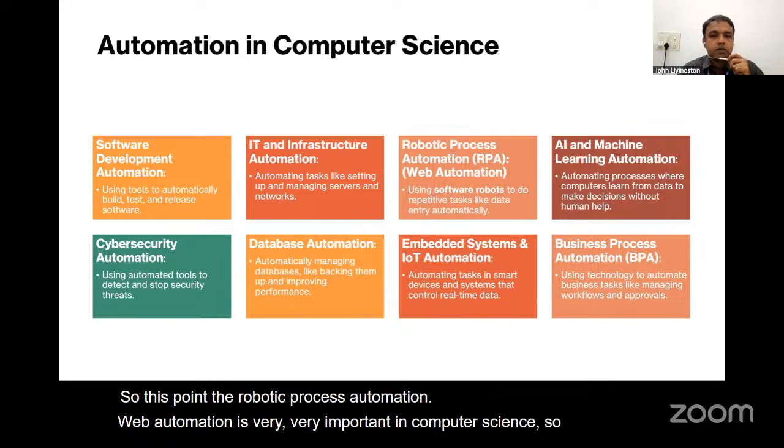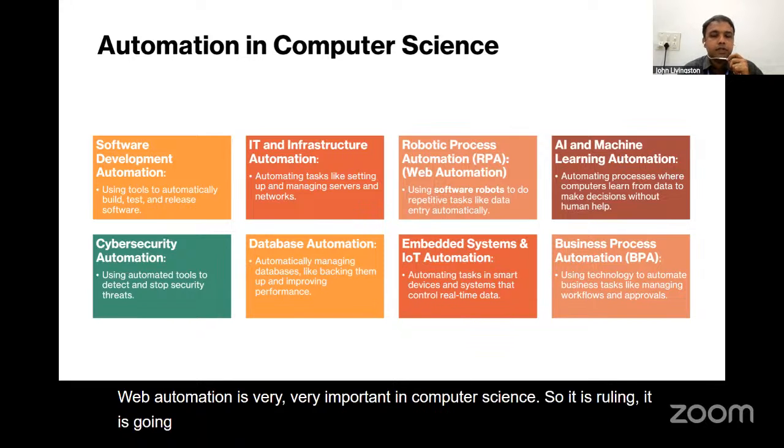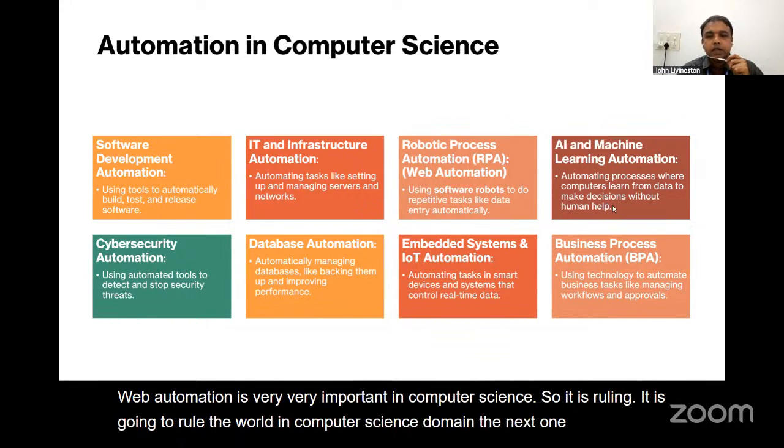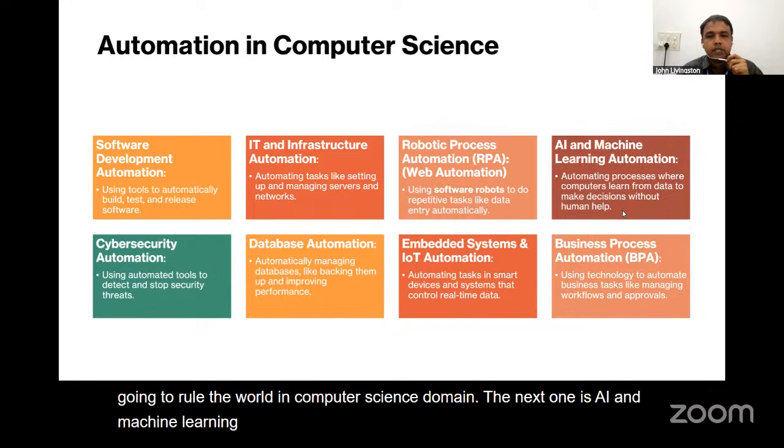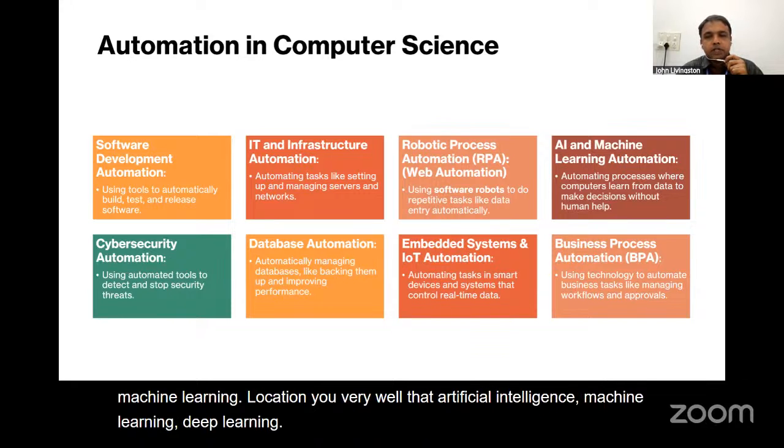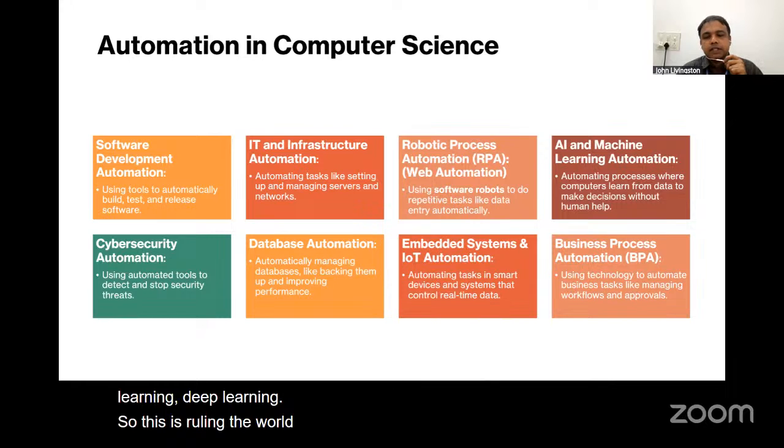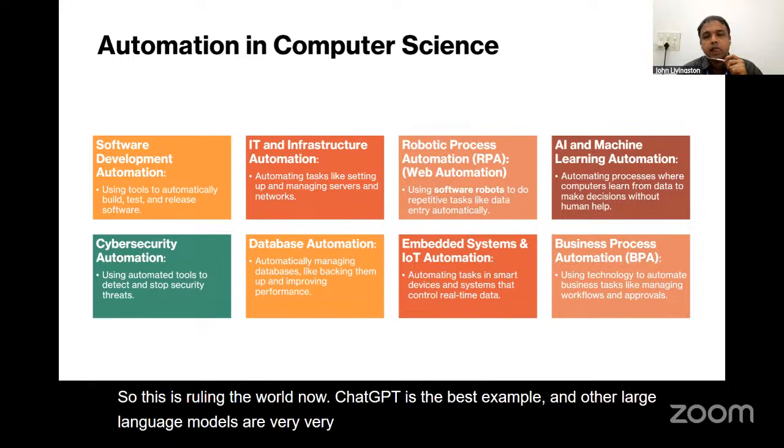It is going to rule the world in the computer science domain. The next one is AI and machine learning automation. You know very well about artificial intelligence, machine learning, deep learning. This is ruling the world now. ChatGPT is the best example, and other large language models are very good examples of that.